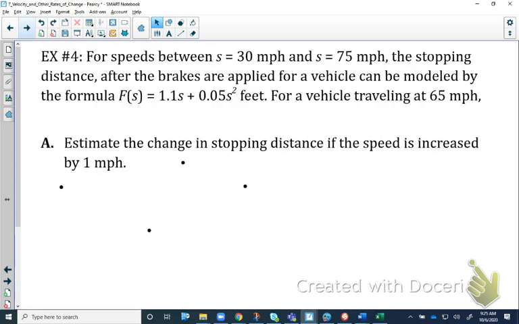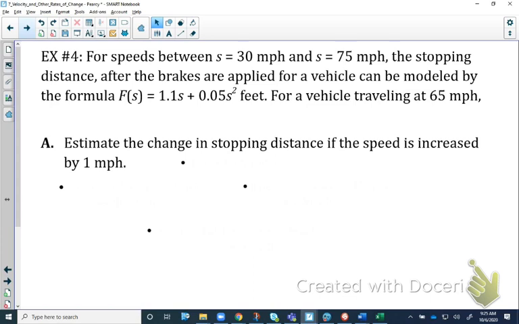Here, the final example that we're going to be looking at: for speeds between 30 miles an hour and 75 miles an hour, the stopping distance after brakes are applied for a vehicle is modeled by the given function, where F is in feet per second, the distance that it takes for you to stop over some given amount of time. For a vehicle traveling at 65 miles an hour, we want to estimate the change in stopping distance.